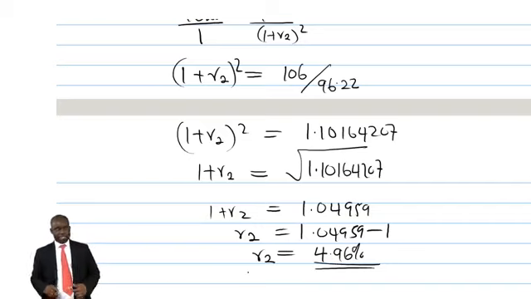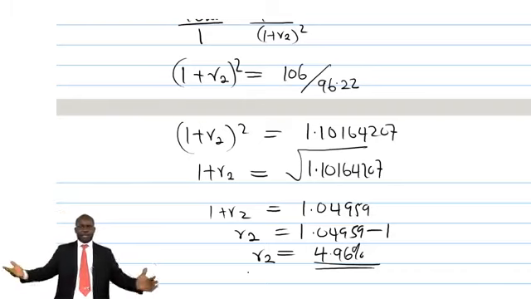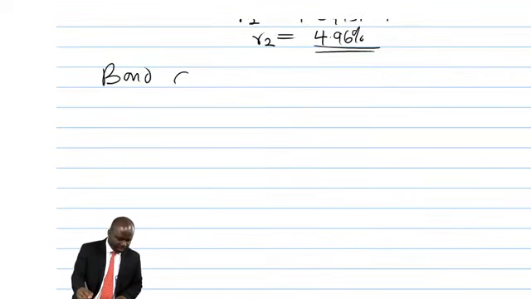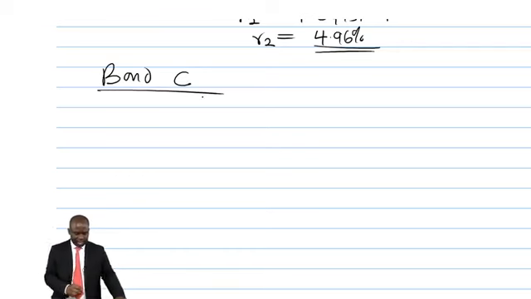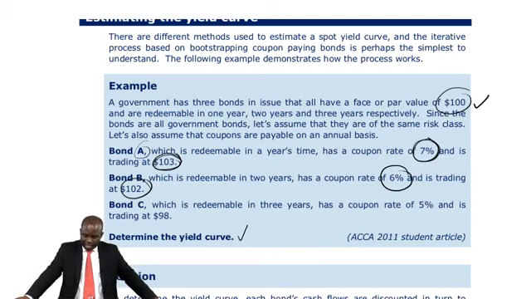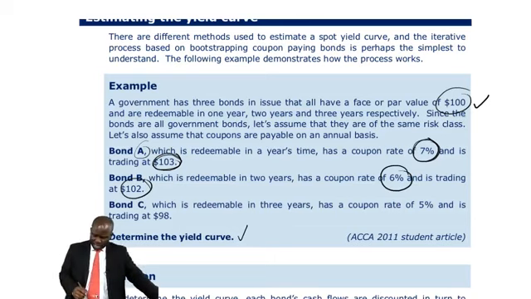We have to do the same thing for bond C, and we will get year 1, year 2, year 3, and that is the yield curve. So now let's go and look at bond C. What is bond C saying? Bond C, which is redeemable in 3 years, has a coupon rate of 5% and is trading at 98. Okay, so we find the present value over the 3 years of the cash flows. Coupon rate is 5%. 5% of the 100 is 5.